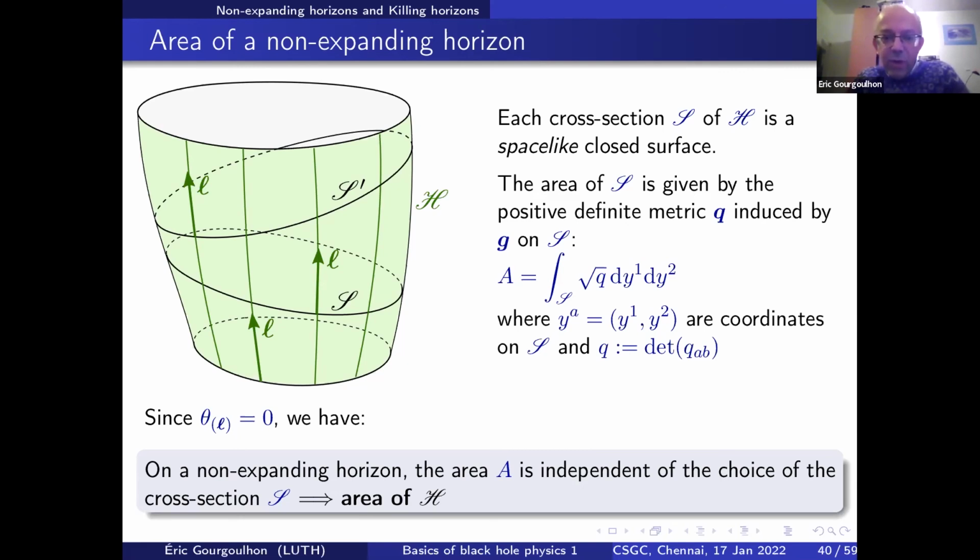In practice, for the Kerr case, we can choose for simplicity a cross-section which is t equal constant, where t is a Kerr coordinate, for instance. In that case, given the Kerr metric, we know the induced metric q very easily. So this is an integral on theta phi, and we can compute it explicitly. This is how we get the formula A is equal to 8 pi m times m plus square root of m square minus a square. Does this answer your question?